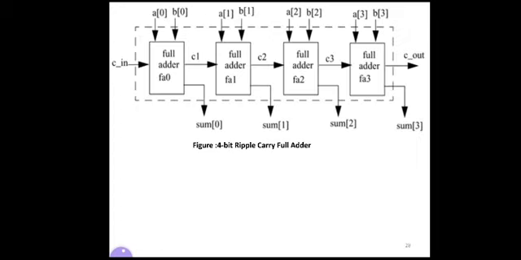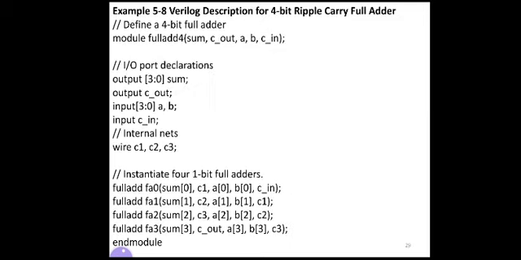Observe the circuit diagram or block diagram. FA0 is the block. For that, the inputs are A of 0, B of 0 and Cin, and the outputs are sum of 0 and C1. So full add FA0, where FA0 is the instance name. This is compulsory. For user defined primitives, instance names are compulsory.